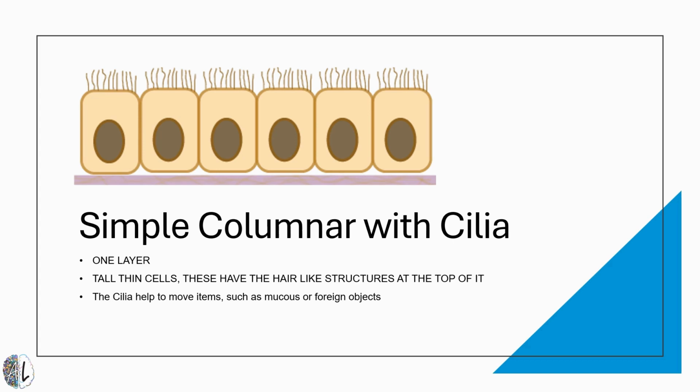Cilia helps to move things along, especially things like mucus, foreign objects, right, that start to get into the body. We see these a lot in the respiratory tract, right? We would not want to get things down into our lungs that shouldn't be there. So these little cilia help to keep it out.